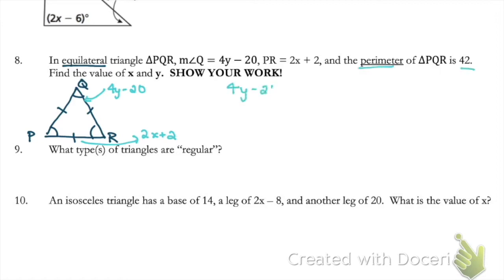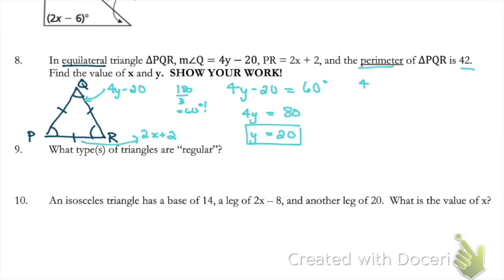So we need to be able to find the measure of each of those angles so we have a value to set equal to. Well, since all angles in a triangle must equal 180 and each of our angles are the same, I can take 180 divided by 3 to get 60, because each of our angles in an equilateral, which also means equiangular, triangle must be 60 degrees. So I get 4y minus 20 equal to 60. If I add the 20 over, I get 80, and then I divide by 4, I get 20. So this means my value for y is going to be 20.